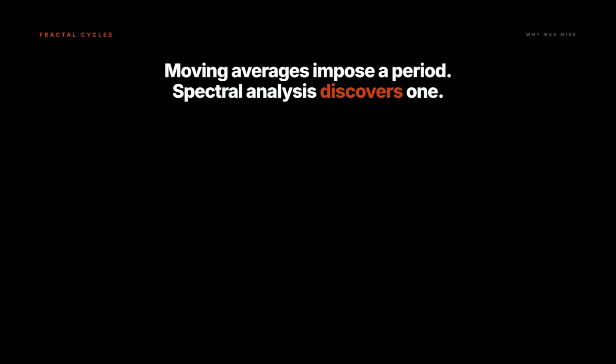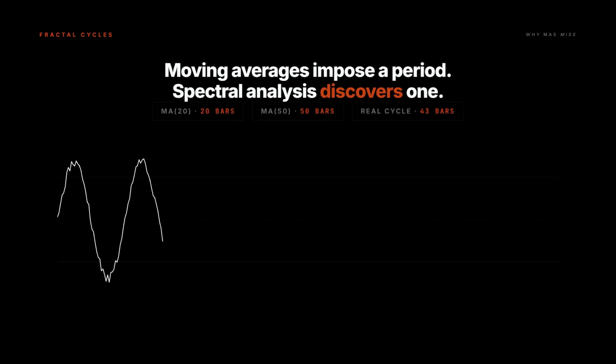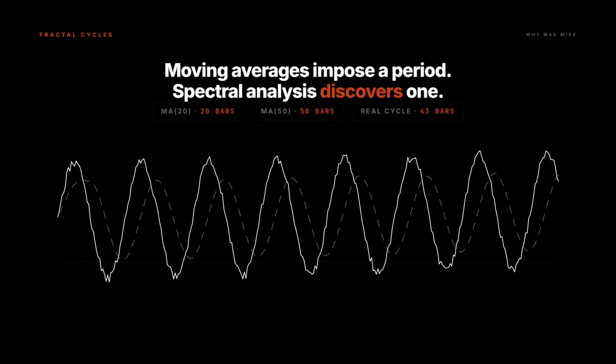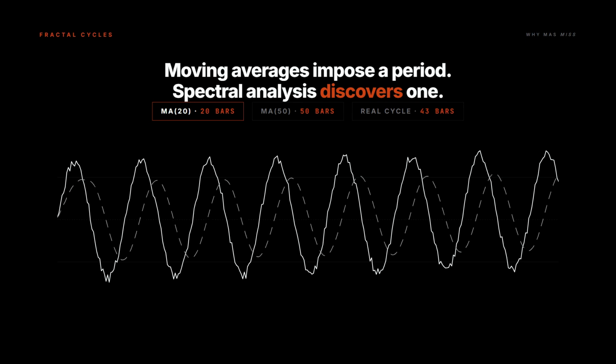This matters because conventional indicators impose their period on the market rather than discovering it. A 20-period moving average assumes 20 bars matters. A 50-period moving average assumes 50 bars matters. Neither asks the question. If the real cycle in this market is 43 bars, both of them are guessing, and both of them will misfire at every turn.